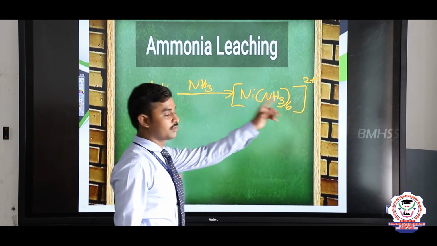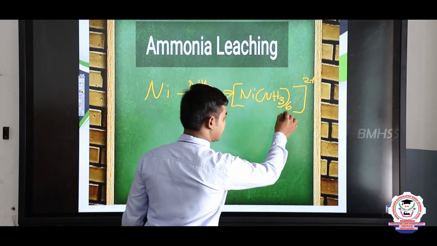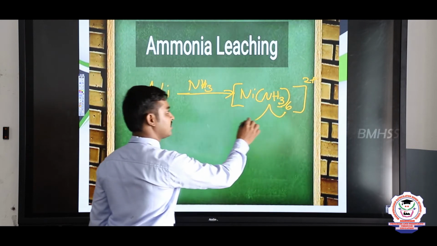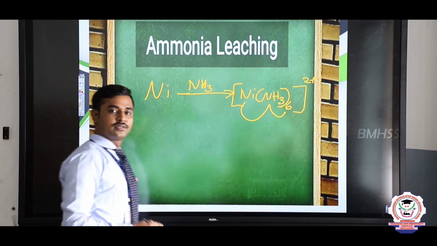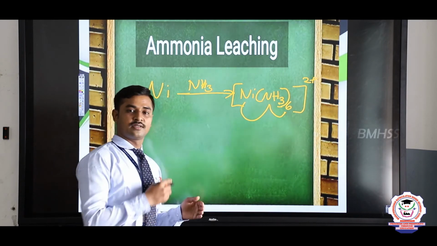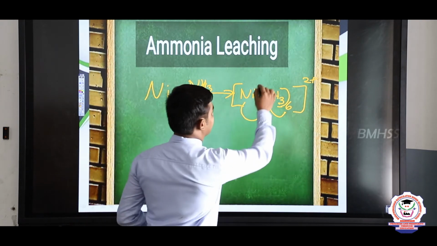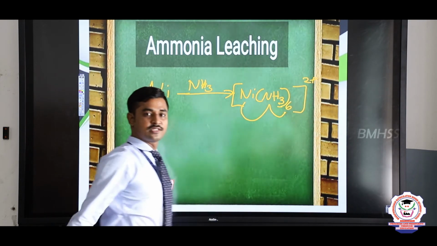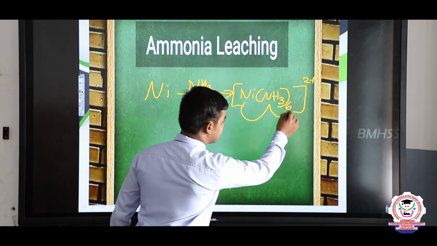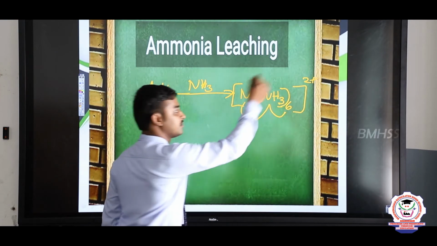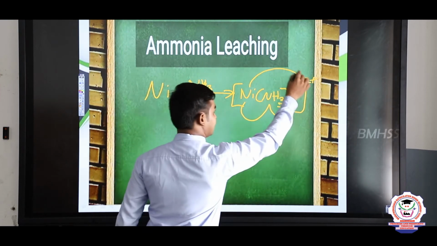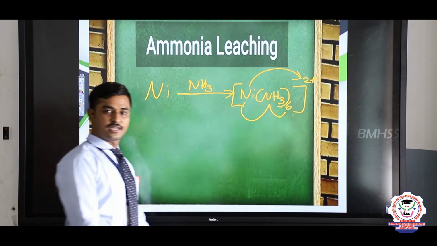Hexaamine nickelate 2 plus. 6 means hexa and NH3 means amine. Ni, nickel, will be pronounced with the ATE form in the end. So nickelate, and the complex has the charge 2 plus. So the name is hexaamine nickelate 2 plus. Finally 2 plus. It is the complex.